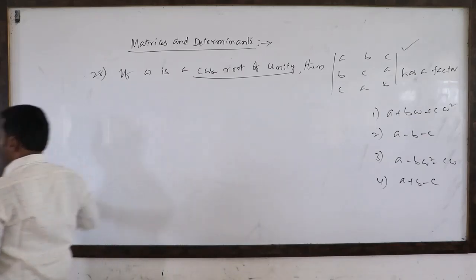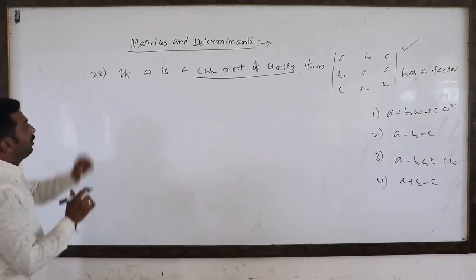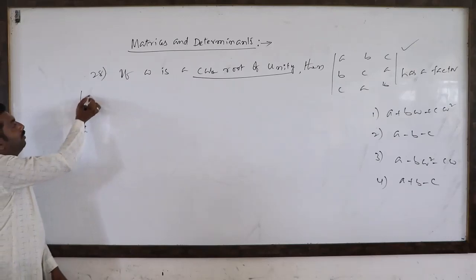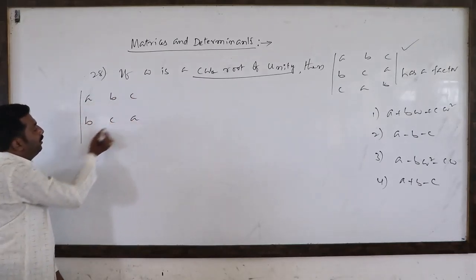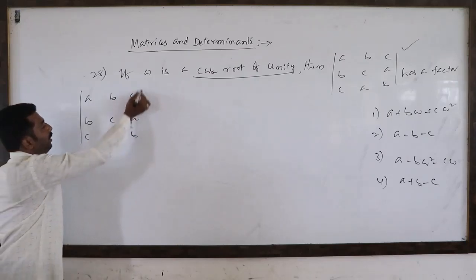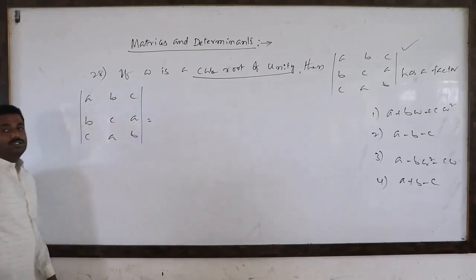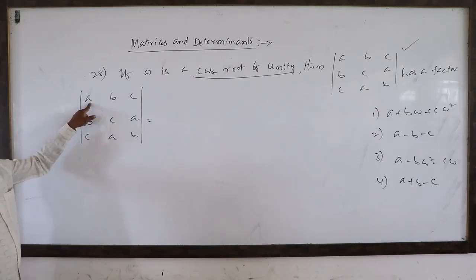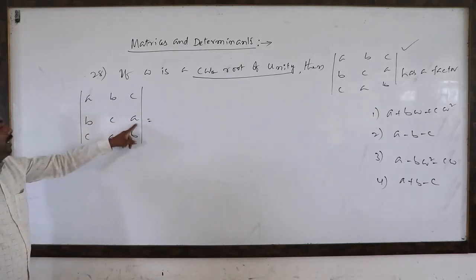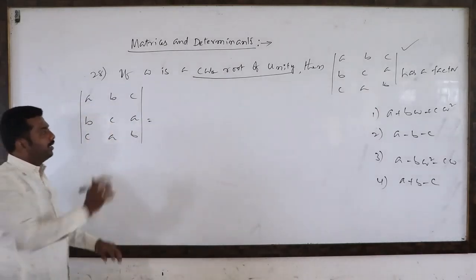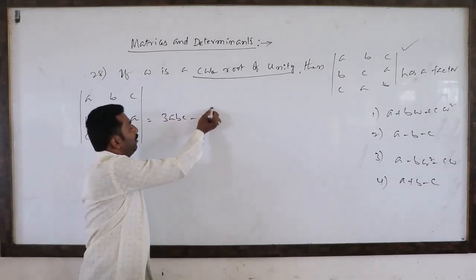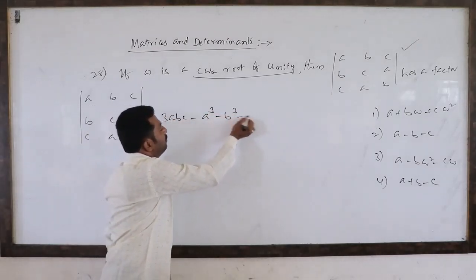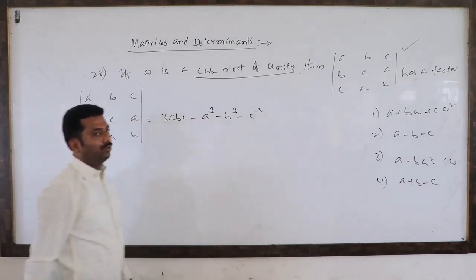So what is the determinant? What they are asking is the determinant of the matrix with rows A, B, C; B, C, A; C, A, B. So this is the circulant matrix determinant. So what is this determinant? It is 3ABC minus A cube minus B cube minus C cube.